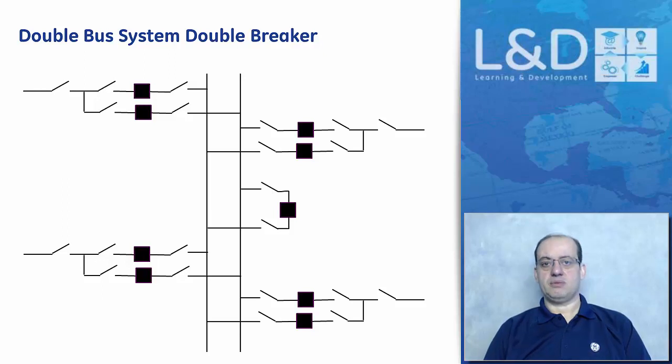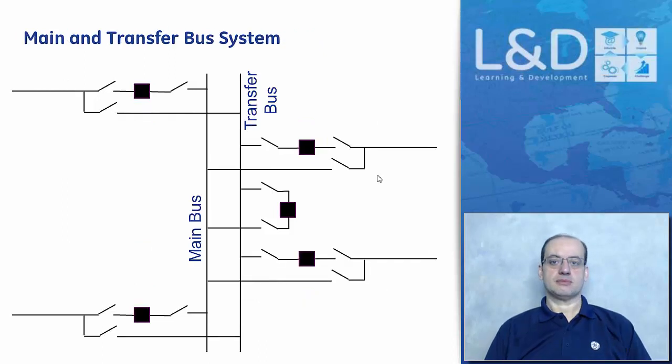So this might be the most expensive layout, as such engineers started to look for a way to achieve the same layout but with less components. As I said, the main and transfer bus system is similar to the previous example. The only difference is instead of putting two breakers, we have a single breaker on every incoming and outgoing. And in this case, if the main fails, then we would pick up from the transfer. If the main comes back again, then we would stop using the transfer bus. So this is achieving similar to the previous double bus, double breaker system, except with less components.